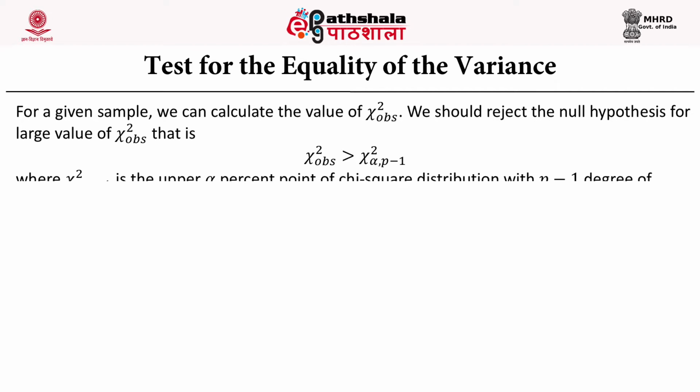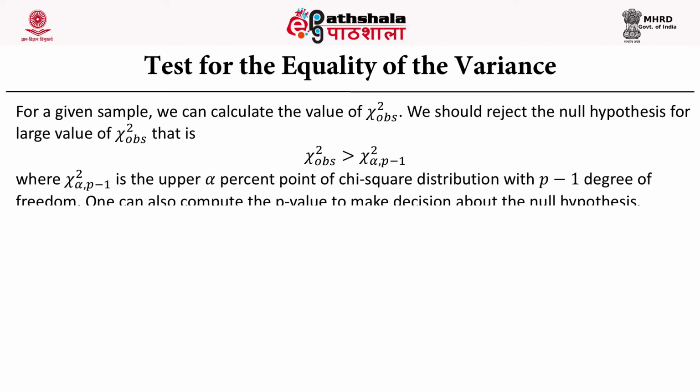For a given sample, we can calculate the value of chi square observed. We reject the null hypothesis for a large value of chi square observed, that is, if chi square observed is greater than chi square alpha, p minus 1, where chi square alpha, p minus 1 is the upper alpha percent point of the chi square distribution with p minus 1 degrees of freedom. We can also compute the p value to make a decision about the null hypothesis.